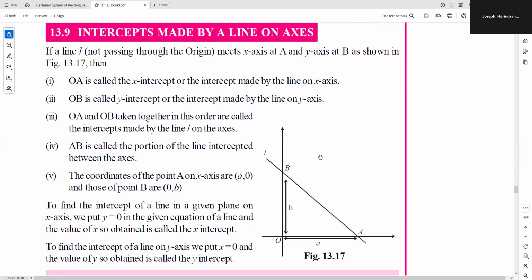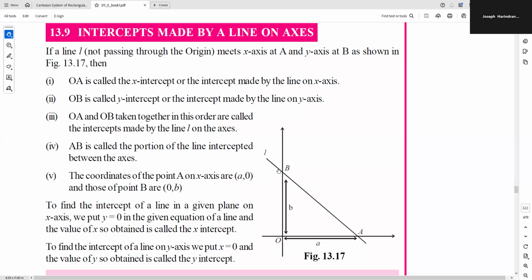And we have the intercepts made by the line on the axes: the x-intercept is given by small a, and the y-intercept is given by small b. What is the meaning of intercept? When a line intersects the x-axis at a point, let us say here a, the coordinates of the point capital A are small a comma 0. If you take the point of intersection on the y-axis, the y-intercept measures small b, the point is capital B here, and the coordinates of B would be 0 comma b.